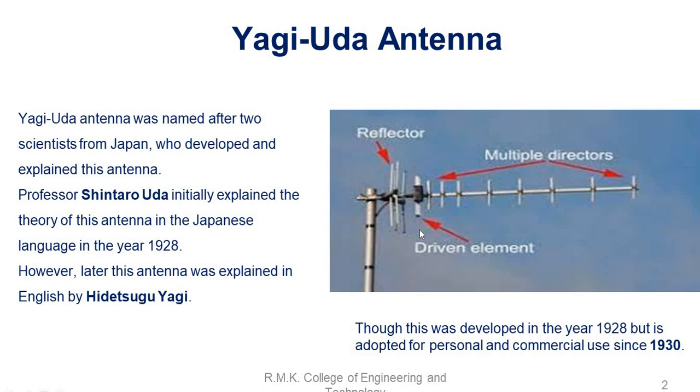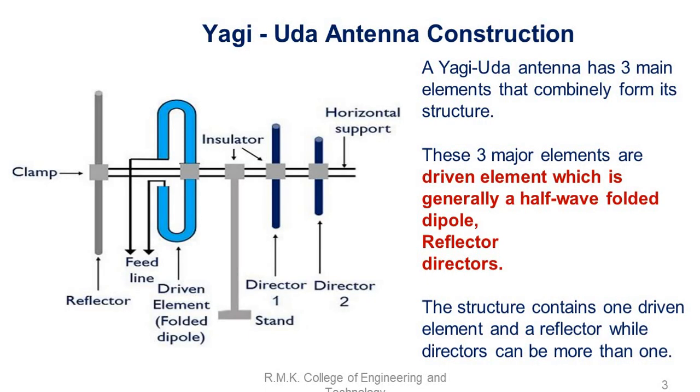Yagi-Uda is the name of two scientists. One is Professor Shintaro Uda, from Japan, in the year 1928, and similarly the other scientist is Hidetsugu Yagi. Okay, so these two scientists together made one application that is called Yagi-Uda antennas, right? So this is the structure of the Yagi-Uda antenna, and it was developed in the year 1928 and commercialized by 1930. And what is the structure of the Yagi-Uda antenna?